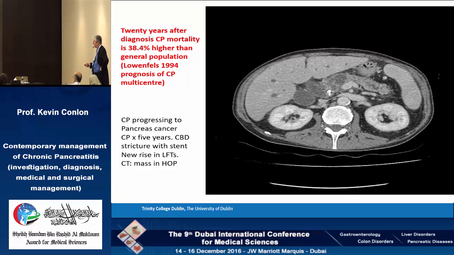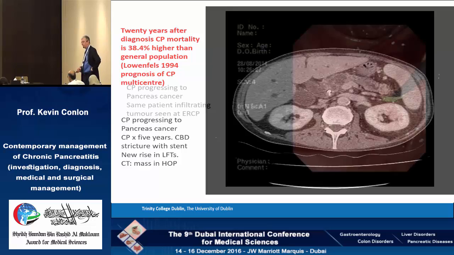And we know that the mortality is about 38% higher for chronic pancreatitis than the common population, and the incidence for pancreatic cancer is about 1.5% per year. So there is a significant increase. So not only are we now looking at these patients for symptom control, not only are we looking for endocrine and exocrine control, we're trying to make sure that they don't actually develop pancreatic cancer.